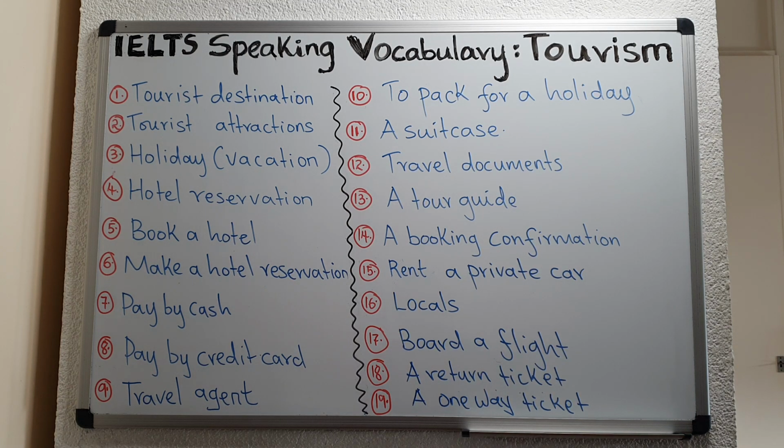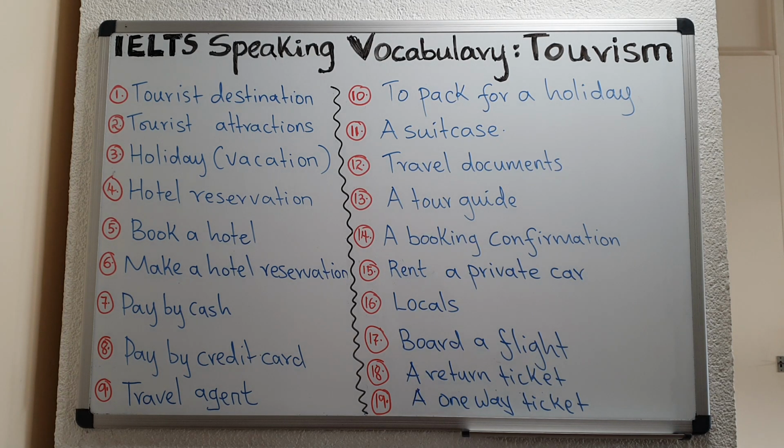Number 15, rent a private car. Because we have small children who are coming with us on holiday and we want to see all the tourist attractions in London, we have decided to rent a private car because it's easier for us to travel from one tourist attraction to the next.